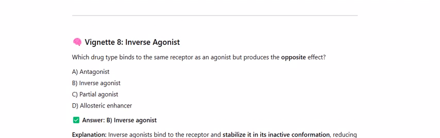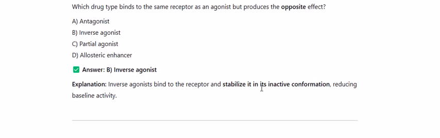Vignette 8. Inverse agonist. Which drug type binds to the same receptor as an agonist but produces the opposite effect? A. Antagonist. B. Inverse agonist. C. Partial agonist. D. Allosteric enhancer. Answer B. Inverse agonist. Explanation. Inverse agonists bind to the receptor and stabilize it in its inactive conformation, reducing baseline activity.